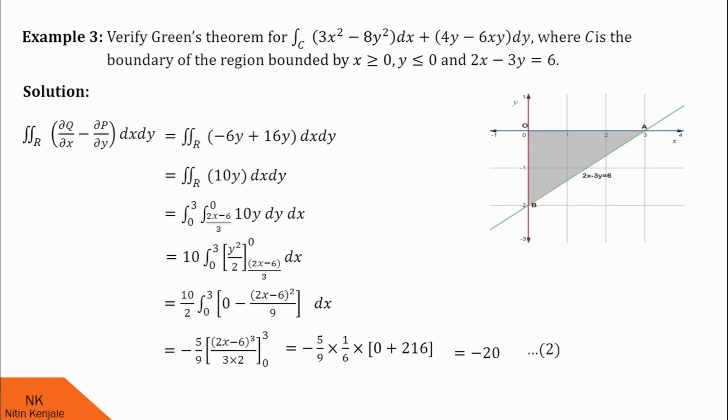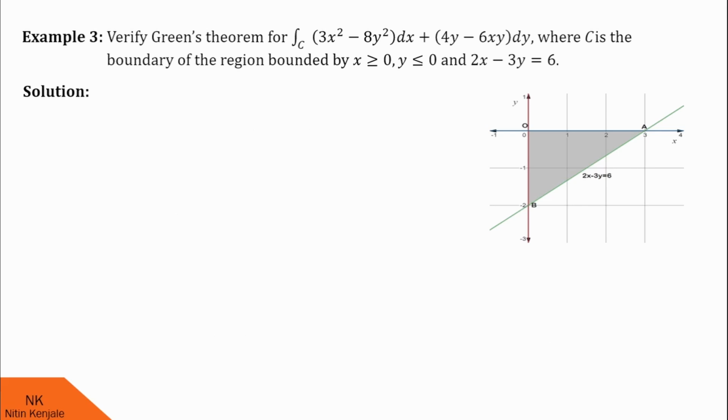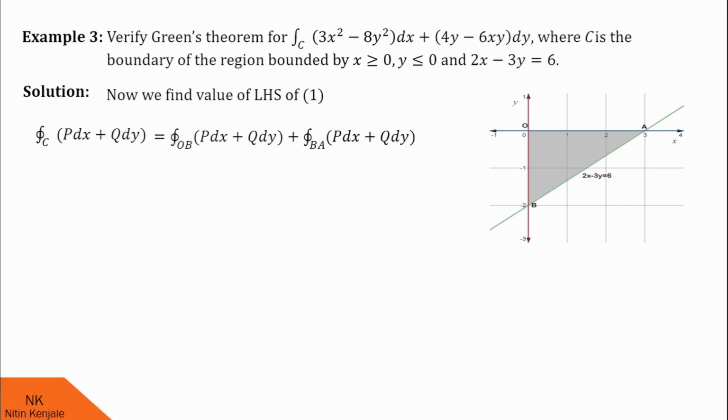Now we proceed and we further evaluate the LHS of equation 1, which was the line integral P dx plus Q dy, that is this line integral along C, which is boundary of this triangular region. So this line integral now can be written as line integral along OB plus line integral along BA plus line integral along AO. Along OB plus BA plus AO. Let us evaluate these line integrals one by one.